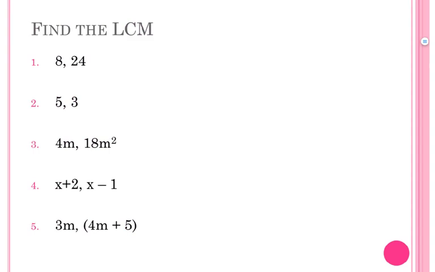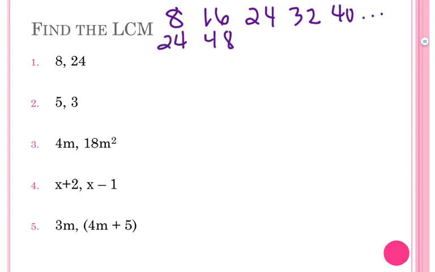Okay, the first thing that we're going to talk about is, in order to find the least common denominator of rational expressions, whether it's fractions or otherwise, the least common multiple. A multiple is a number that you get when you multiply by other factors. So if we take 8, multiples of 8 are 8, 16, 24, 32, 40, and so on. And multiples of 24 are 24, 48, 72, and so on. If we're looking for the smallest one that they have in common, that would be 24. And so the least common multiple of 8 and 24 is 24.